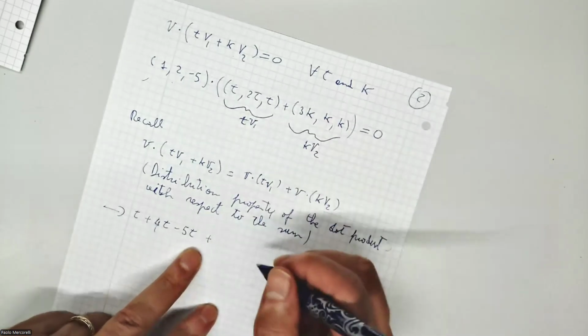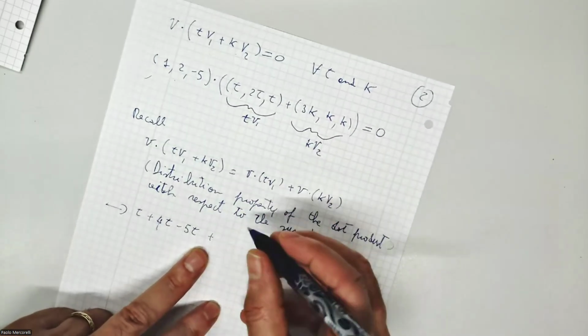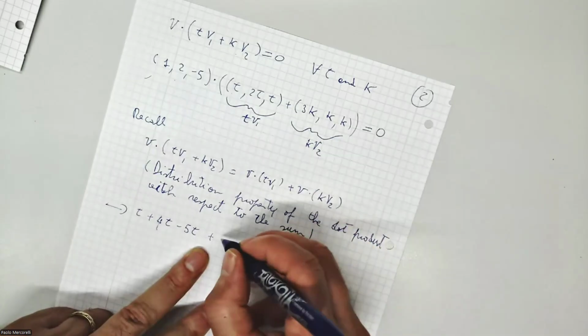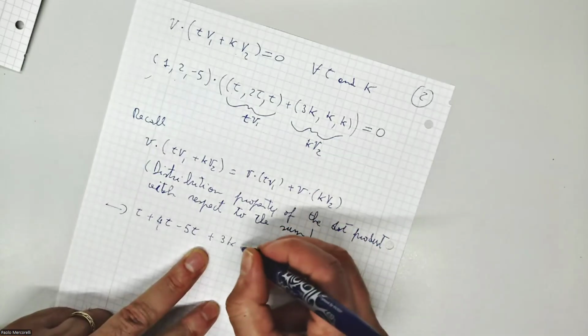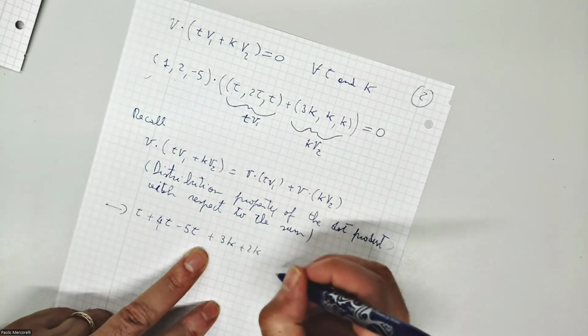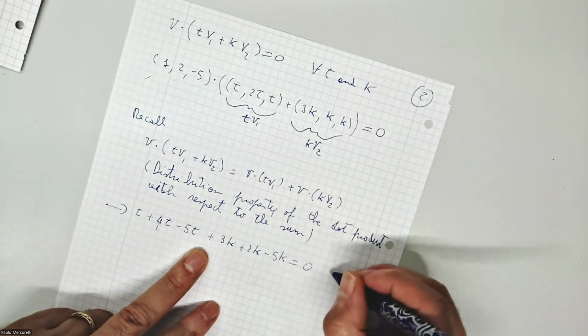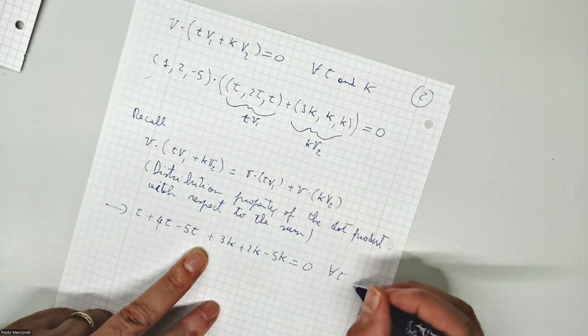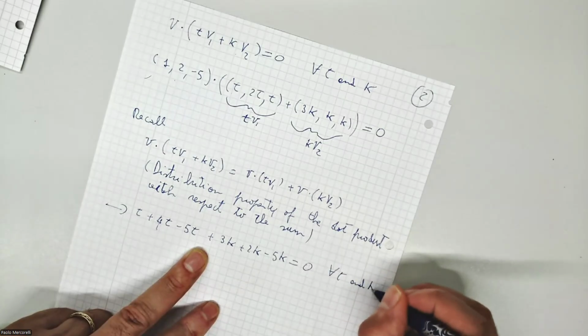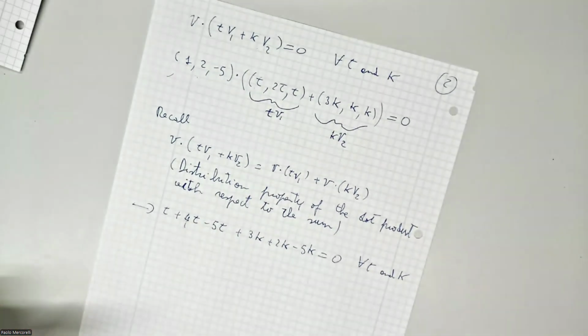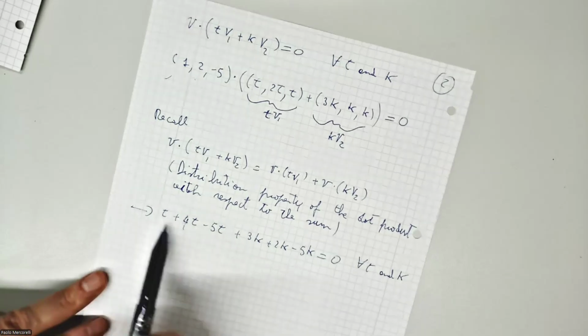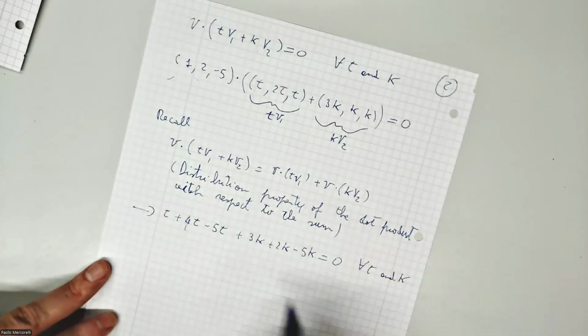It should be nice if I do here the same: 3k plus 2k minus 5k. It is 0? Yes, for each t and k. Of course, as I told you, the calculation which we did before was almost enough. That is just formal.